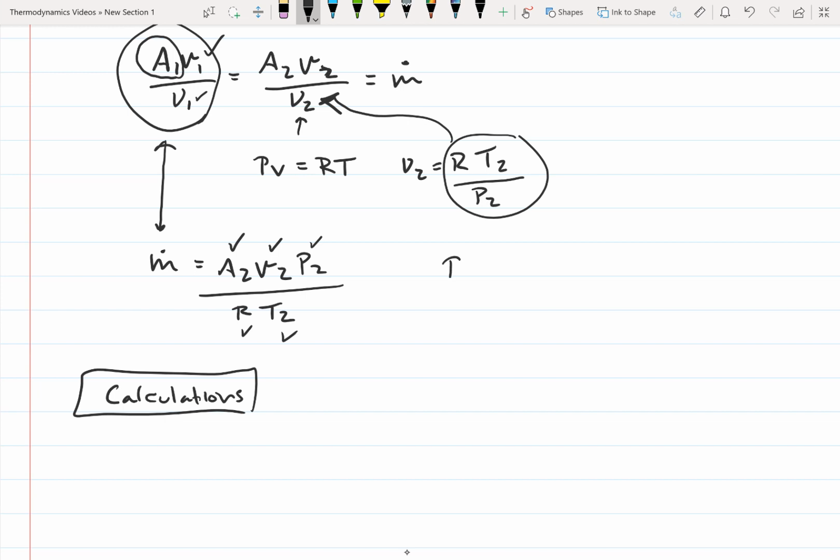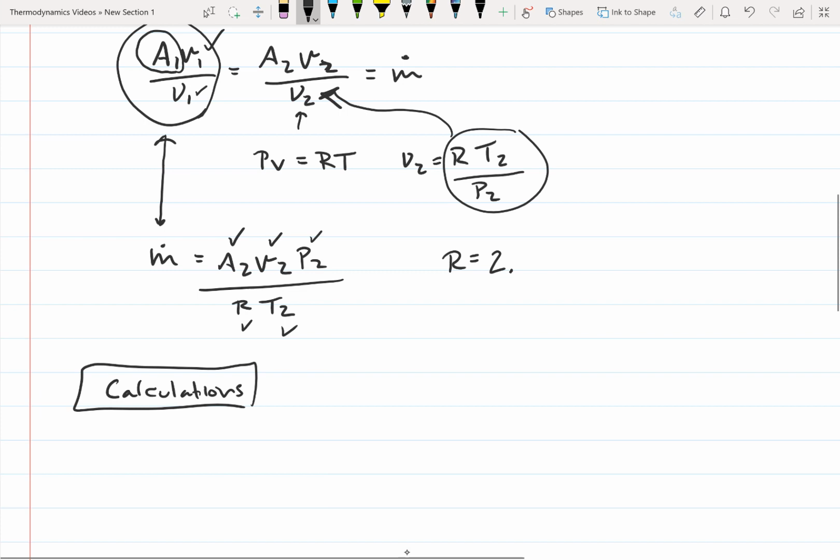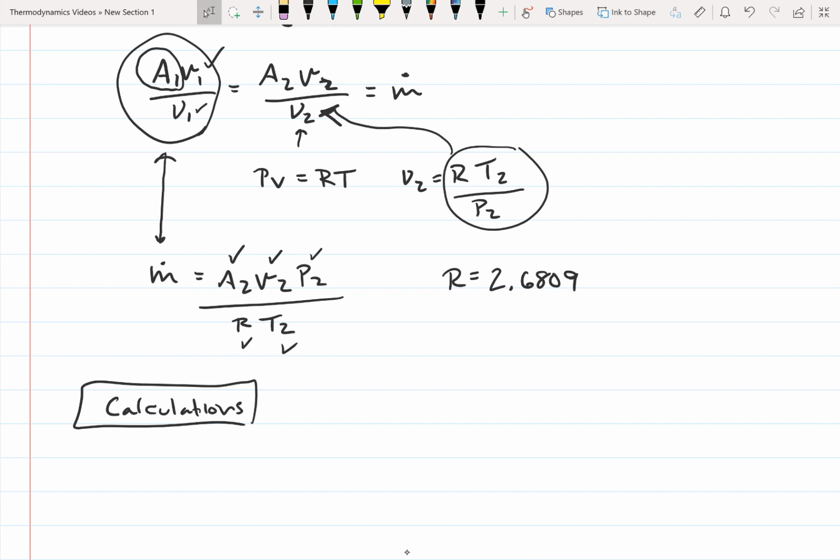And I'm going to look up R. We need the gas constant. So you're just going to get this off Table A-1. It's the same table that you got the critical temperature and pressure from. So this is equal to 2.6809 psi absolute foot cubed per pound mass Rankine.